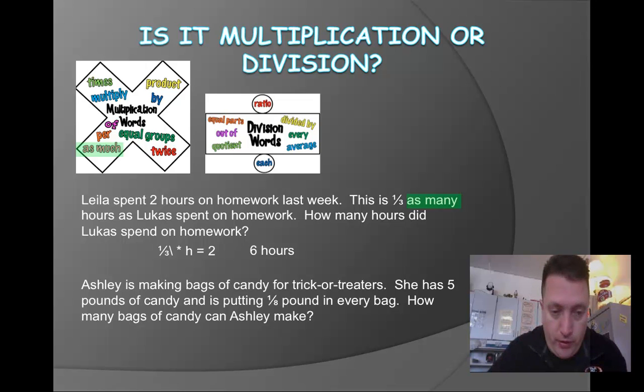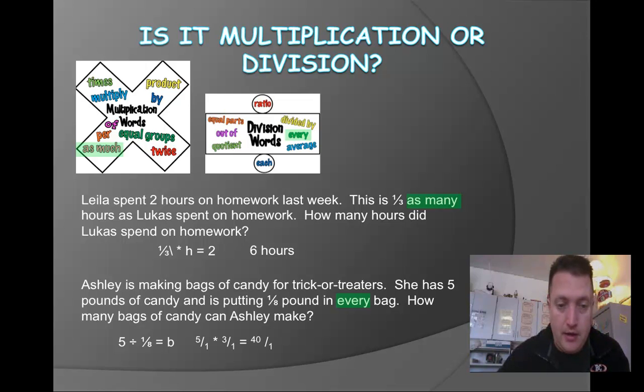Ashley's making bags of candy for trick-or-treaters. She has 5 pounds of candy and is putting 1/8 of a pound in every bag. How many bags of candy can Ashley make? Okay? Well, I see every bag. I also see every up here. This tells me this is a division problem. She's starting with 5, and she's going to divide it by 1/8 to figure out how many bags of candy she can make. Okay? When I flip all that around, take the 5 over 1, times 8. Pretend that says 8. So that should be 40 over 1, or she can make a total of 40 bags of candy.